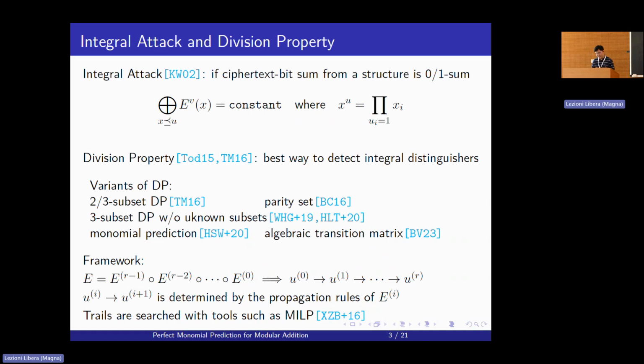Next are the integral attacks and the division property. The integral attack studies whether the sum of some ciphertext bits, or a linear combination of these bits, under some structure, is 0 or 1 or some constant. And currently, division property is the best way to detect integral distinguishers.